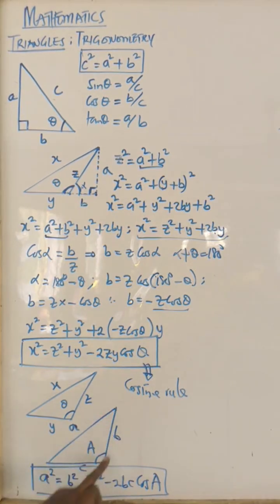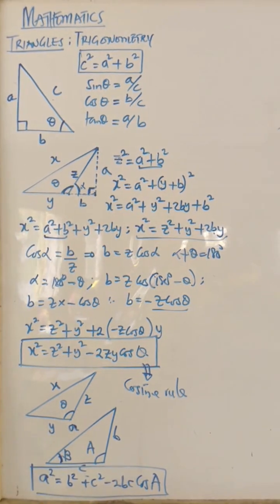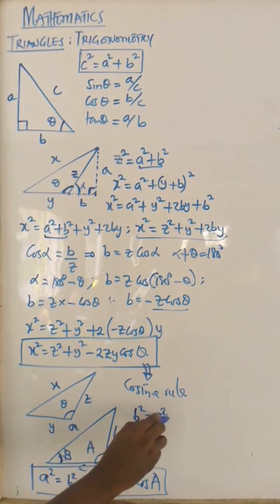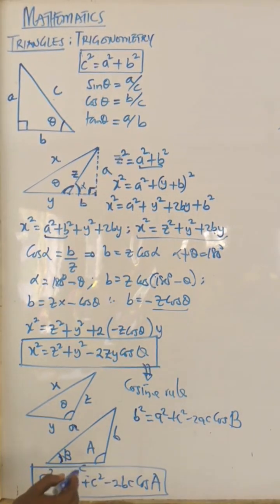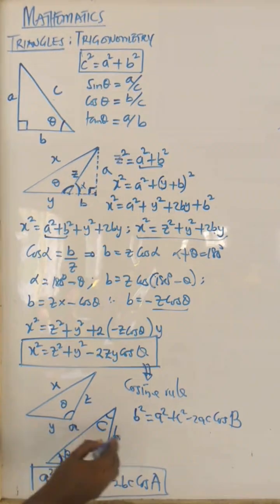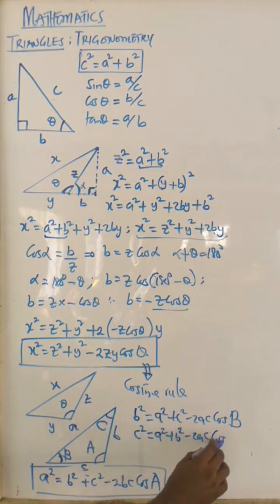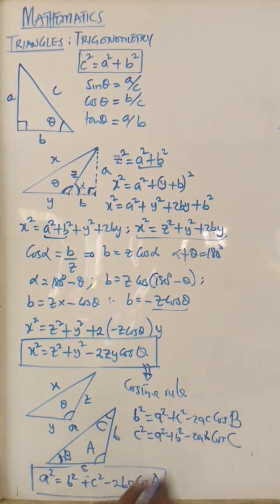If our aim is to get B, we must know the angle that faces B, capital B. So if one wants to get this B, we must know this angle. In that case, we now write B squared equals A squared plus C squared minus 2AC cos B. If our aim is to get this side C, we have to know the angle that faces it, this big C. Then we apply C squared equals A squared plus B squared minus 2AB cos capital C. Cosine rule. Sorry, there's a mistake here. This ought to be 2AB cos C.